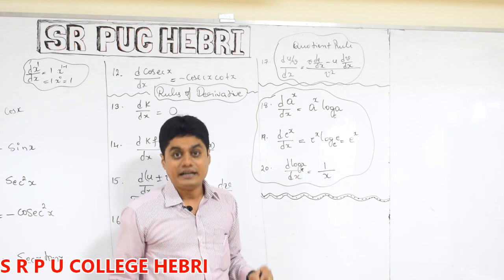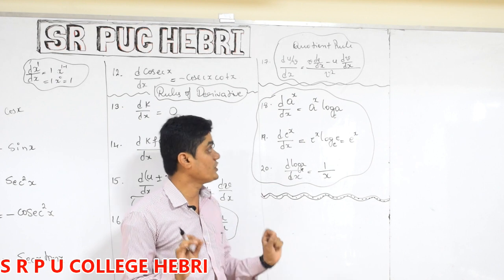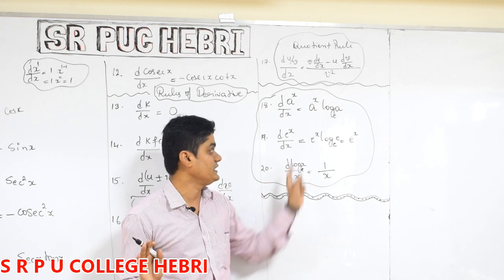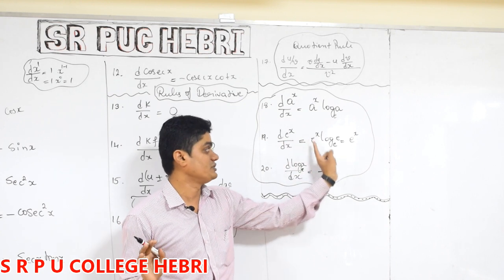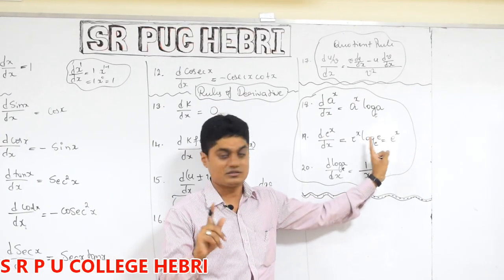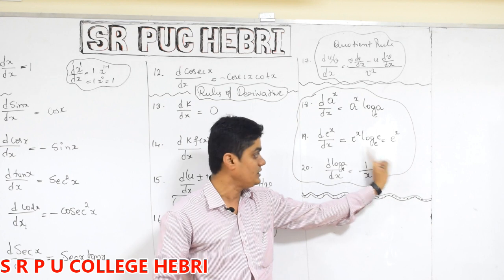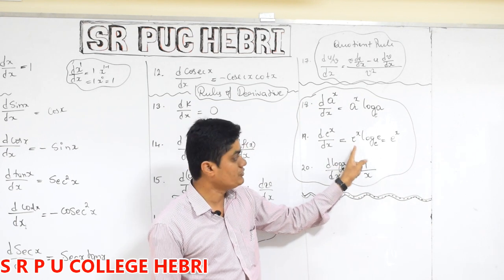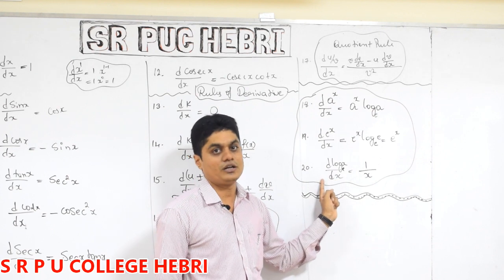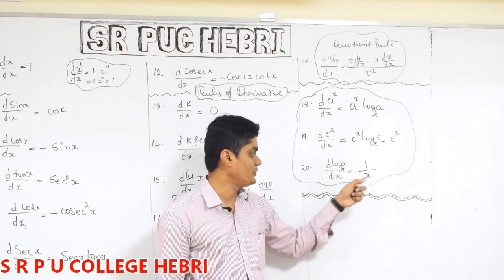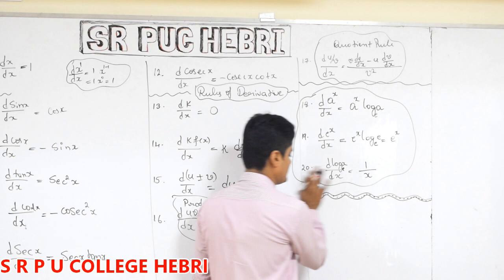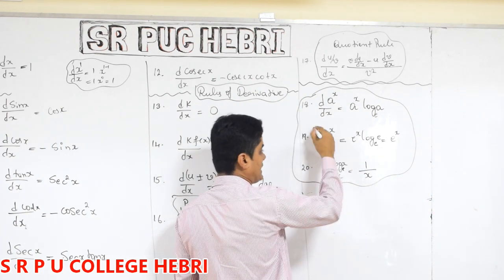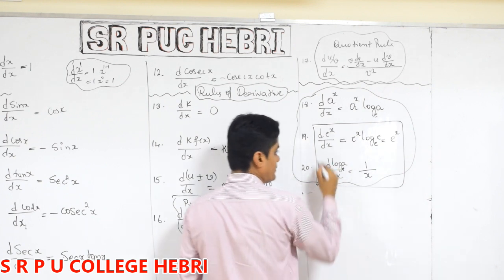So I'll repeat, remember derivative of a power x is a power x into log a to the base e. Derivative of e power x is e power x into log e to the base e, which, you know, is 1, so it is only e power x. This is the one special function, remember, its derivative is itself. And also the last one, derivative of log x is equal to 1 by x. Let me take some examples here. Examples I can take for the 18th one. These are standard functions.